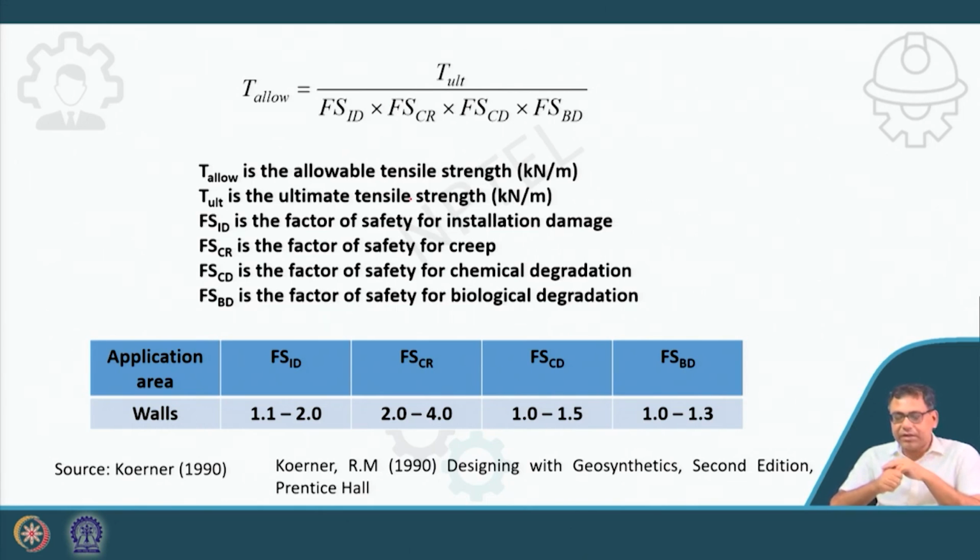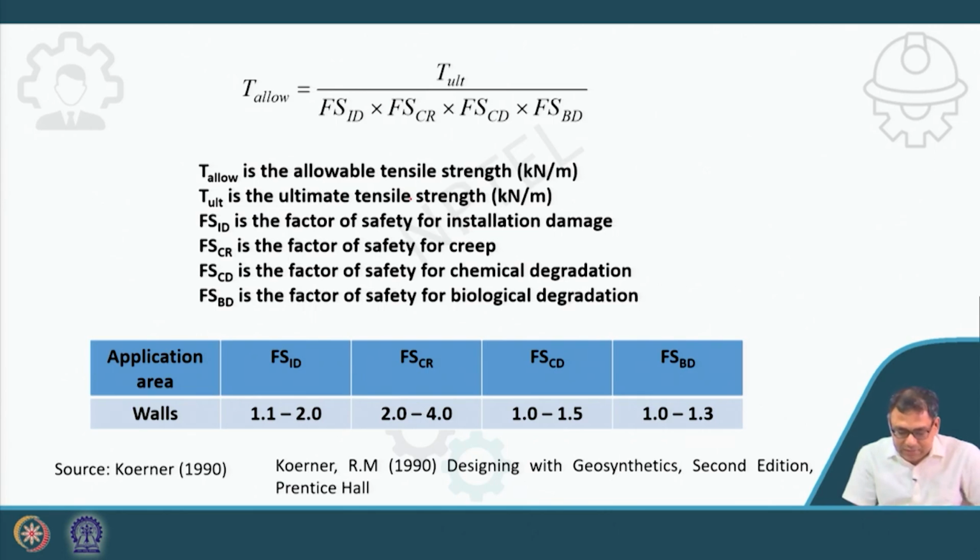So, what are those factors of safety? These are the factor of safety for installation damage. This is the factor of safety for creep, because of creep the reinforcement will lose its strength. Then there is installation damage, because of which it may lose its strength. Then the factor of safety for chemical degradation, then the factor of safety for biological degradation. If we apply these four factors of safety to the ultimate tensile strength, then you will get the T allowable, or sometimes the T allowable is directly given in the design.